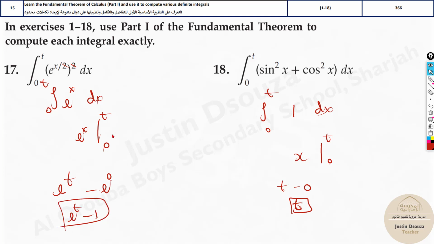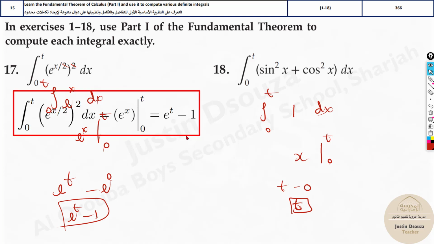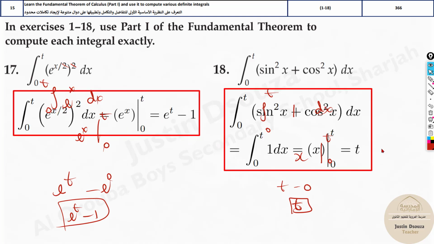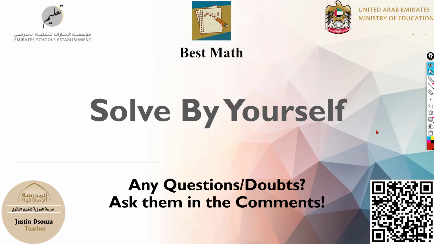So this is the way to substitute and solve. It's e to the power minus 1, and over here it's just t. That is the end of all the part 1 questions.